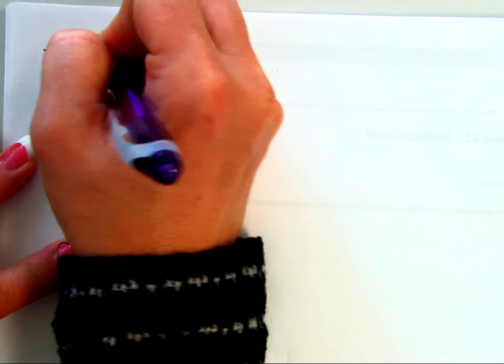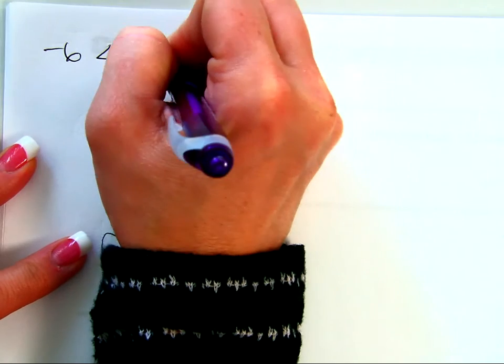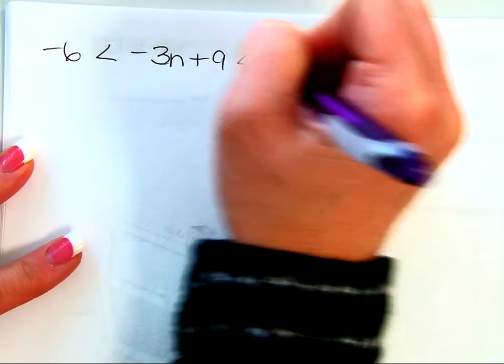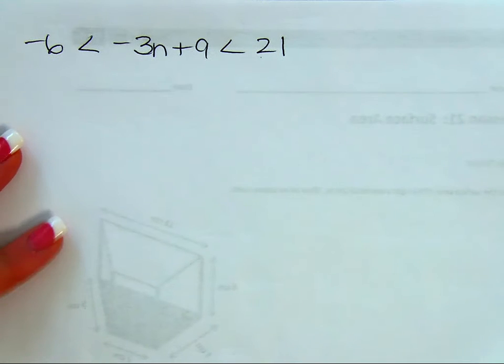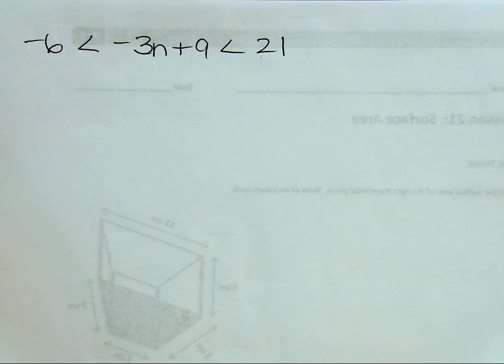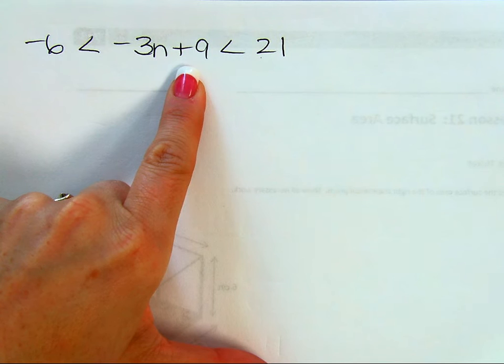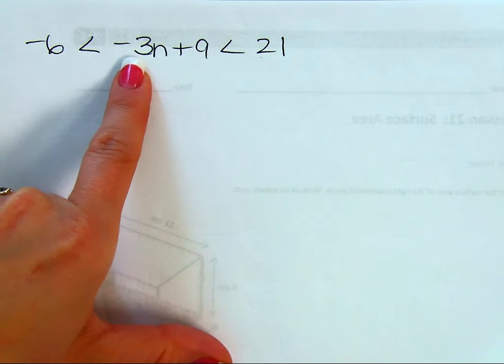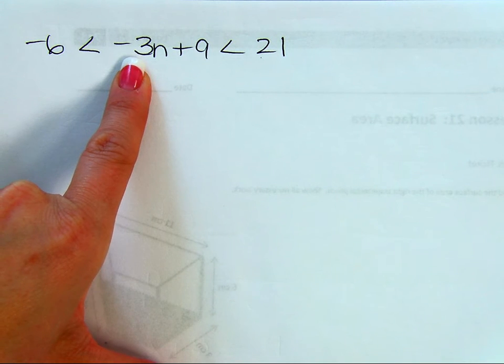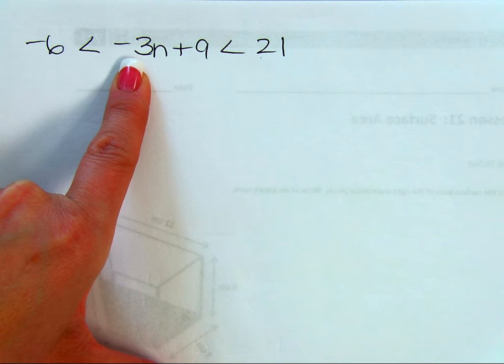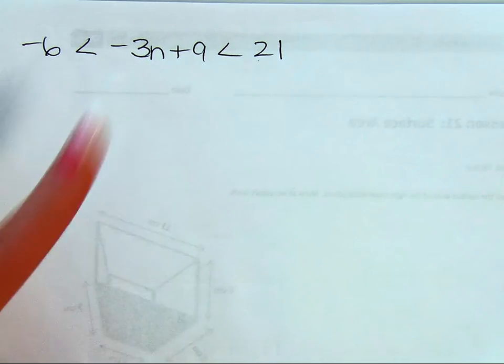Negative 6 is less than negative 3n plus 9, which is less than 21. So now in order to get n by itself, I have to do two things, which is why they call it a two-step. First, I need to cancel out the 9, and then divide by, be careful, what am I going to be dividing by? A negative 3. Are you anticipating what is going to happen when you divide by that negative 3? Yes, you're going to flip them both, right? So let's see what this looks like.